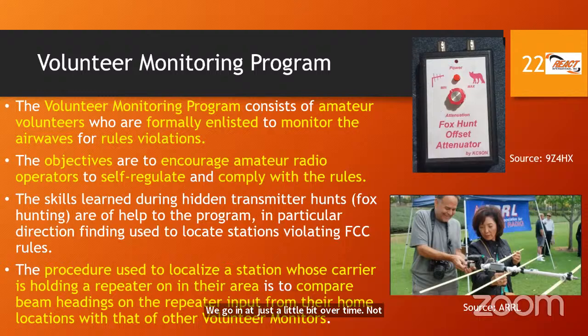All right. So we have something that's known as the Volunteer Monitor Program, and we need to know what it is because these are exam questions. So let's read it off the slide. The Volunteer Monitoring Program consists of amateur volunteers who are formally enlisted to monitor the airwaves for rules violations. In other words, radio police, right? So these are volunteers. They are formally enlisted to monitor the airwaves, but for what? For rules violations, right? So that's why we say radio police. So that's what the Volunteer Monitoring Program is.